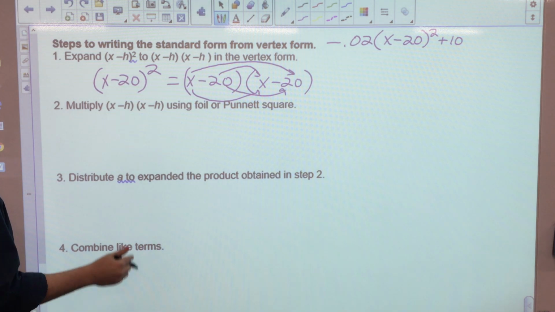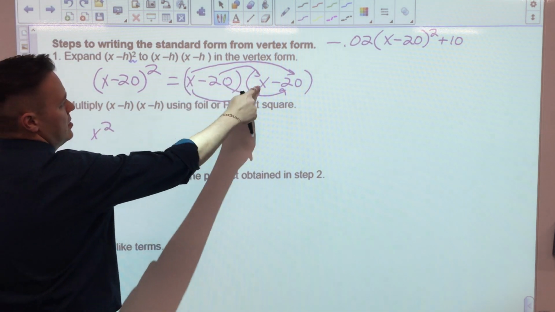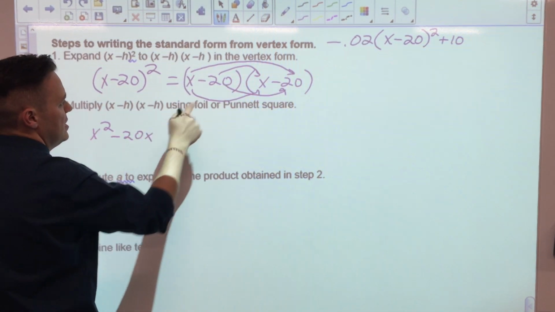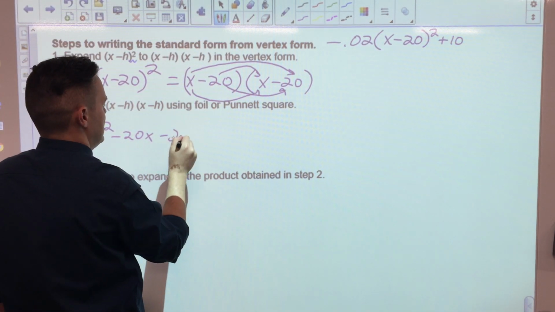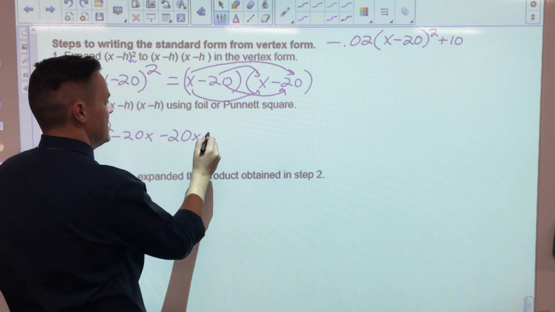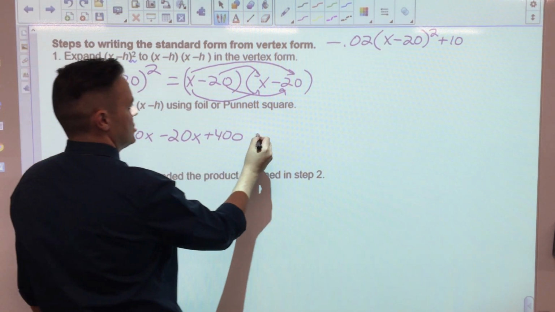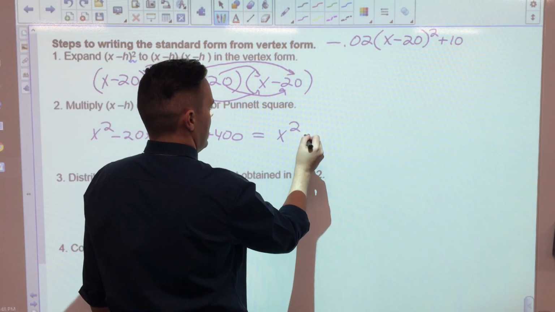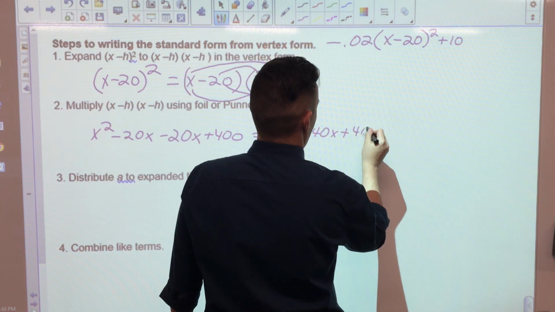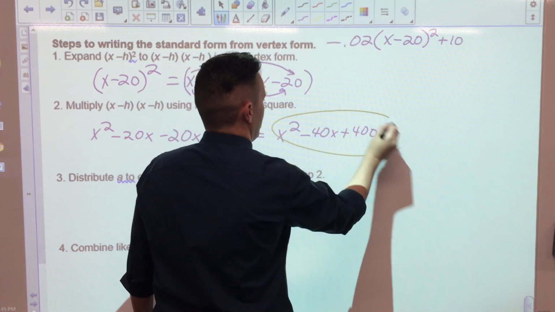I know you guys probably love all that color. So you multiply it, it'll be x squared. x times negative 20 is negative 20x. Negative 20 times x is negative 20x. Negative 20 times negative 20 is plus 400. Combine like terms. So my end value is x squared minus 40x plus 400. We can change colors and give a nice circle for that.